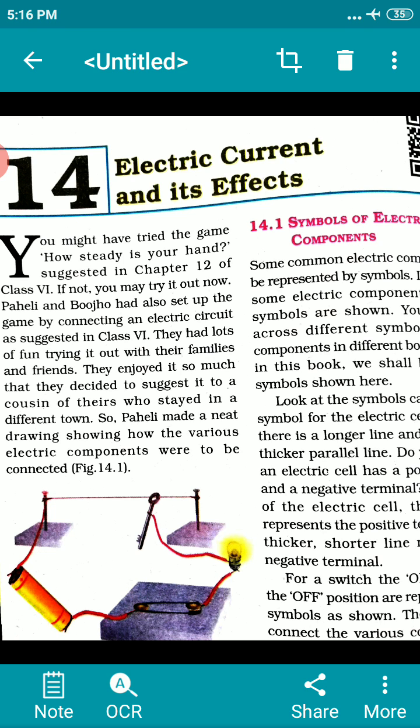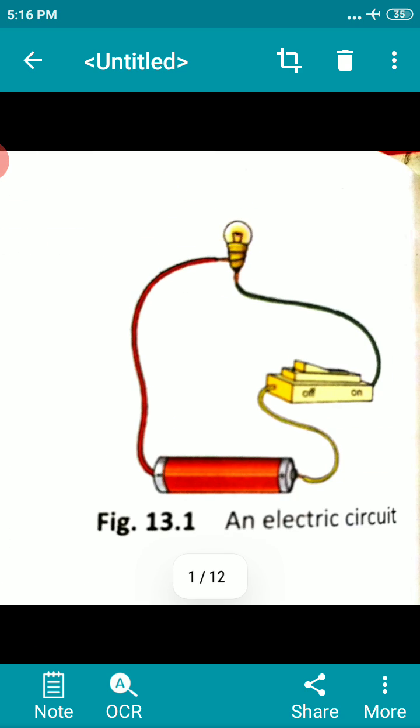So here we are going to study about how this circuit works. See here, we have used the cell, wire, bulb, switch. So what is meant by switch? Switch is a device which is used to open or close the electric circuit. So here we have drawn the object as it is.